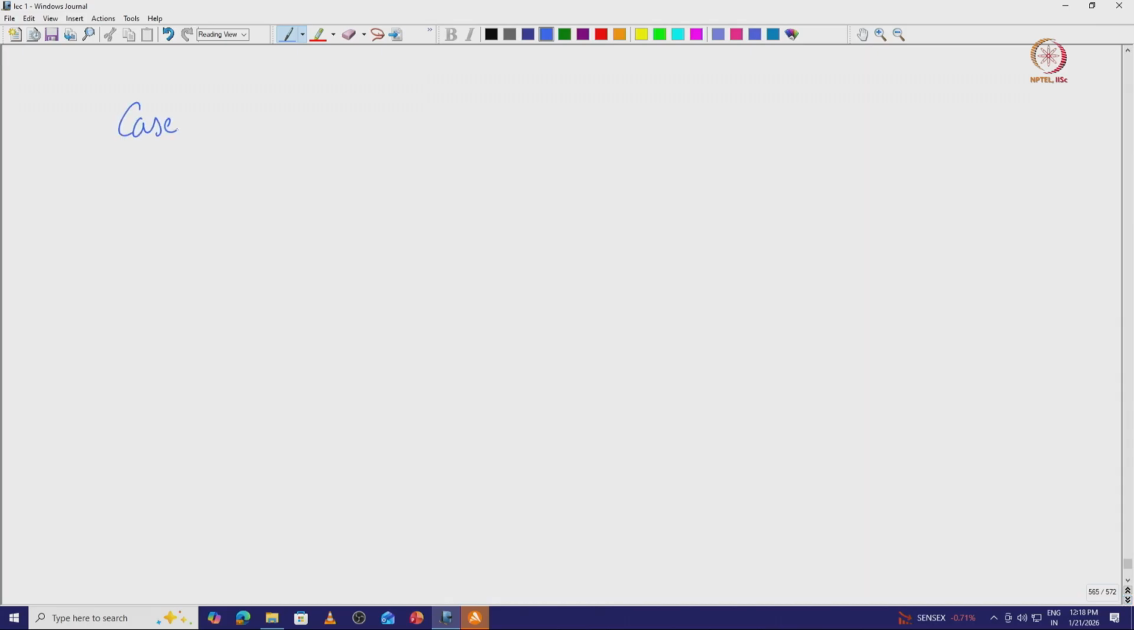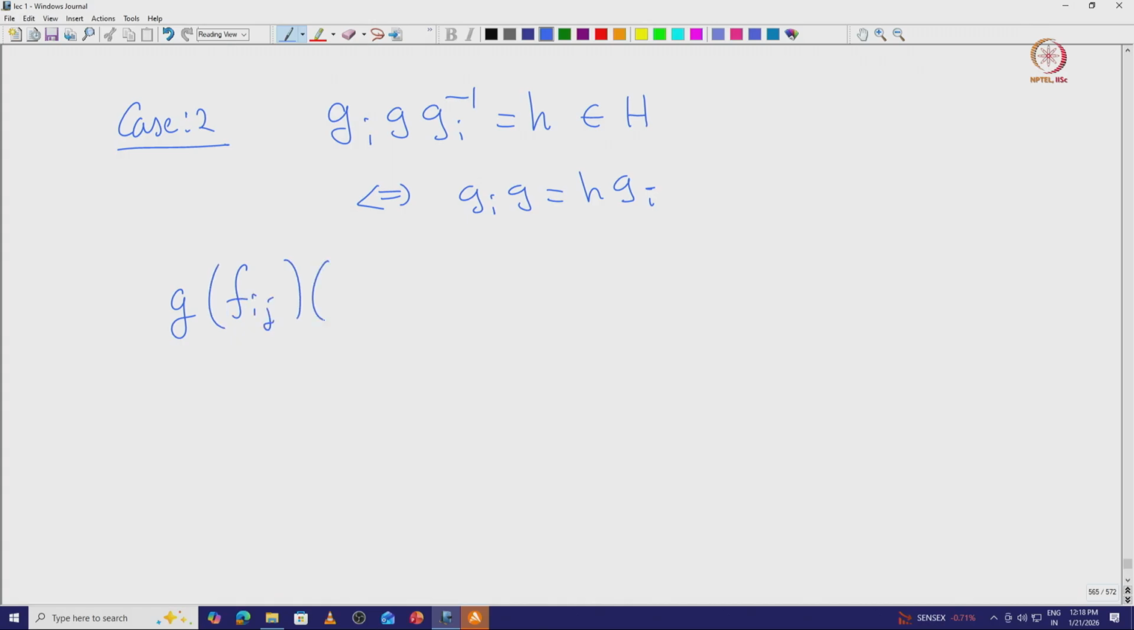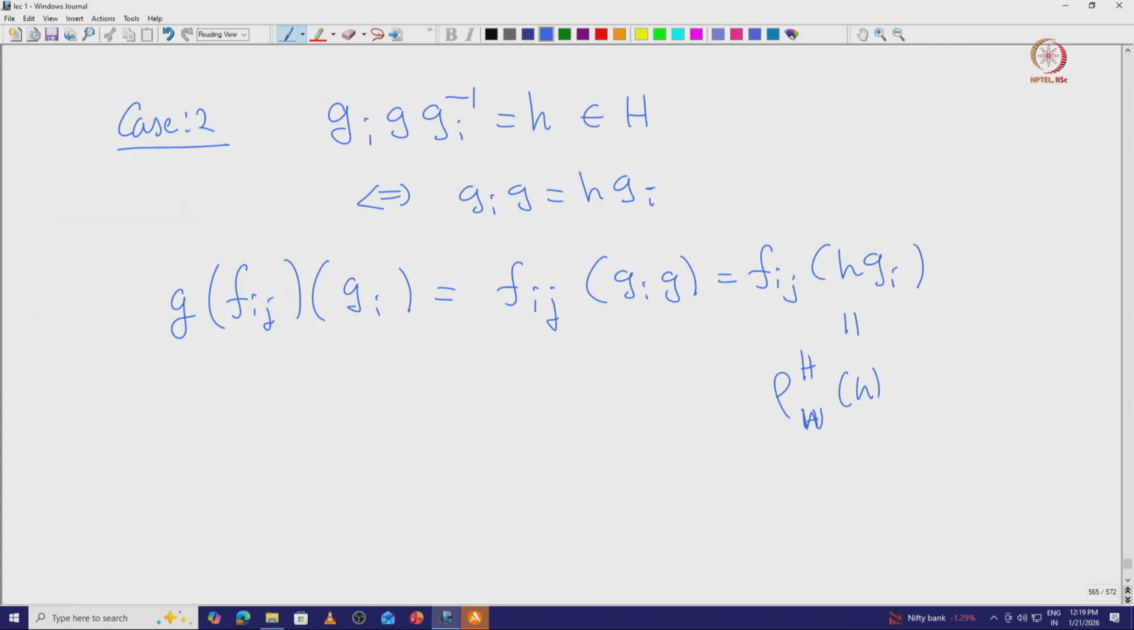second case, case 2, when gi inverse is in H. So, let us write it as h. Then that would imply that g gi is exactly equal to h g_i. Now if you evaluate g of Fij of gi, this is going to give us Fij of g gi, which is exactly Fij of h gi, which is exactly rho W of h acting on this Wj.